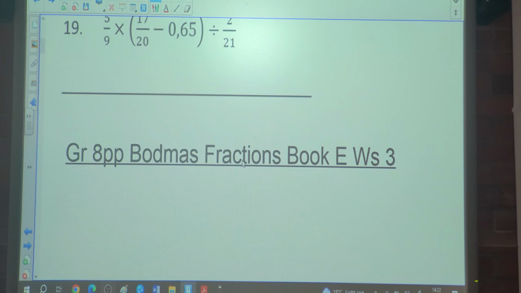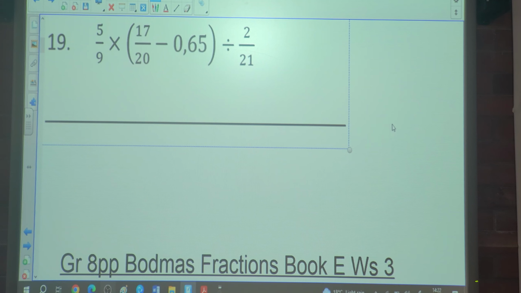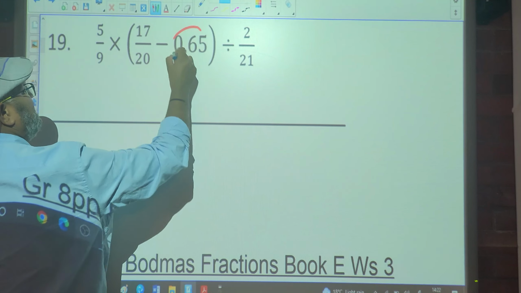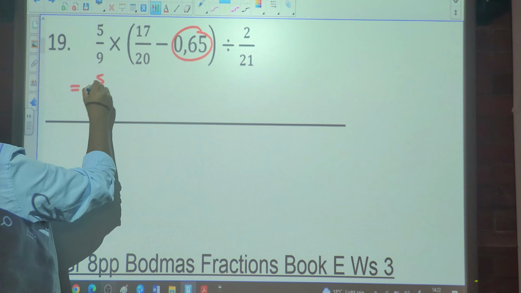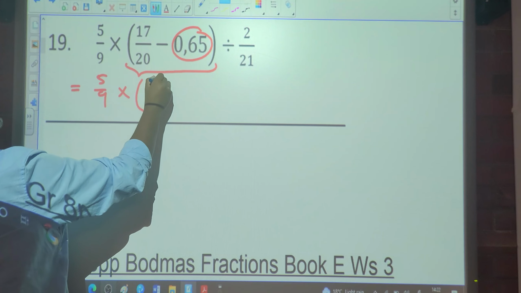Last question, number 19. The 5 over 9 multiplied by, in bracket, 17 over 20 minus 0.65, divided by 2 over 21. Where do I start? The bracket. But 0.65 can be written as what? 65 over 100.